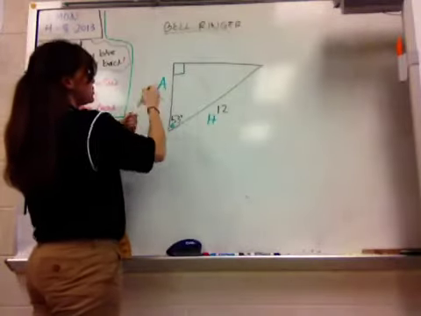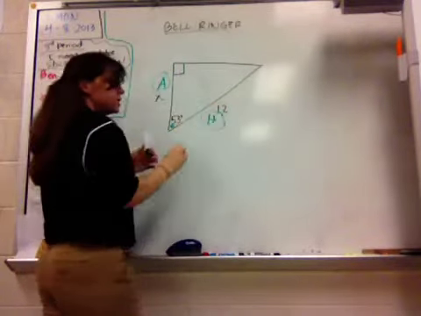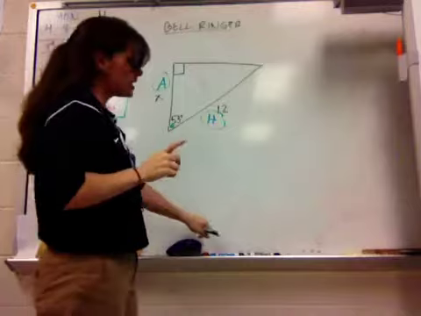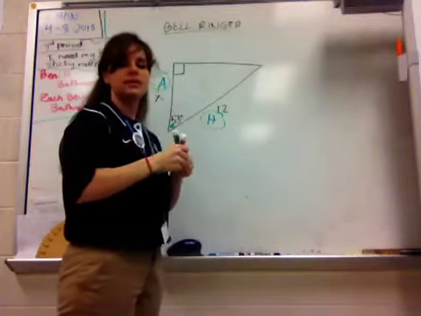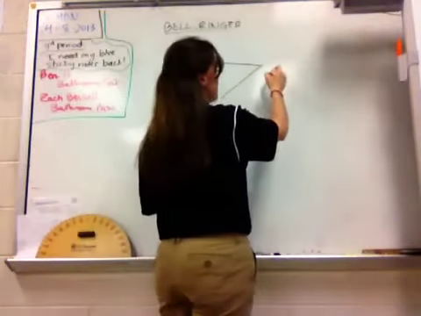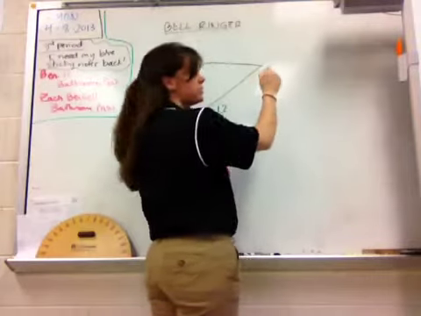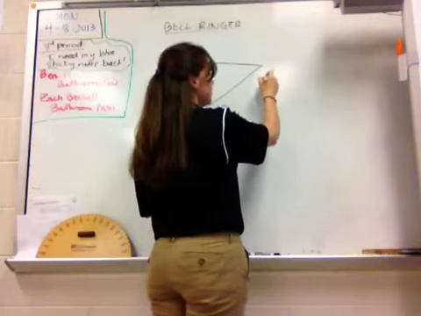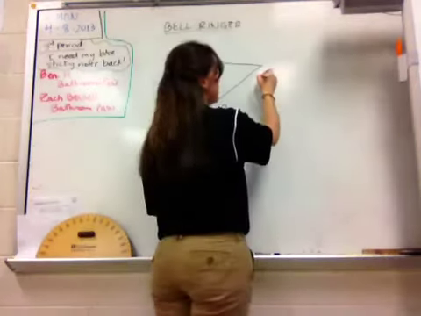After you see which two pieces you're working with, adjacent and hypotenuse, we need to go back and remember your SOHCAHTOA steps and information from yesterday. We've got to know which one to use. Are we going to use sine? Are you going to use cosine? Or are we going to use tangent?